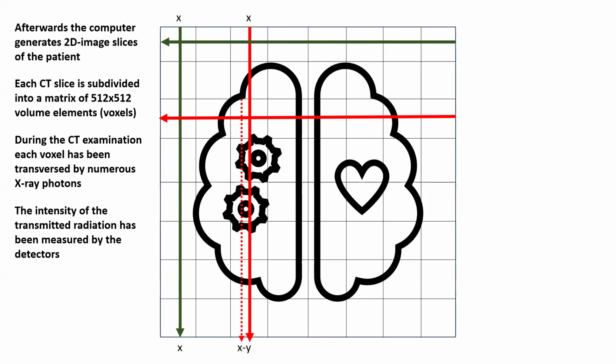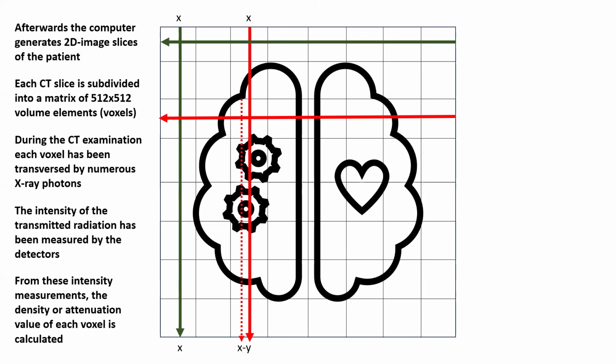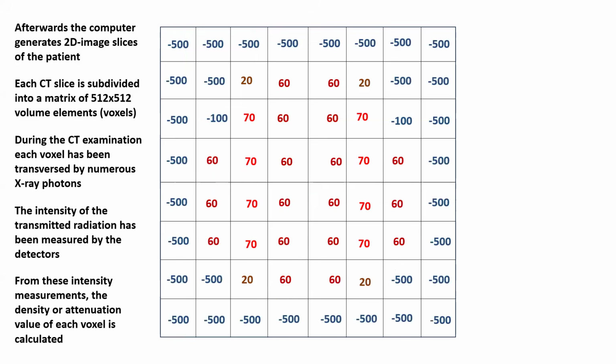So the intensity, as said, has been transmitted or has been measured by the detectors. And from these intensity measurements, the density or the attenuation value of each specific voxel can be calculated. So basically, what the machine does is it doesn't really generate an image, it generates a number of values, and these values reflect how much X-rays or photons were absorbed or reflected in a specific voxel. And that depends on the kind of tissue that is there.